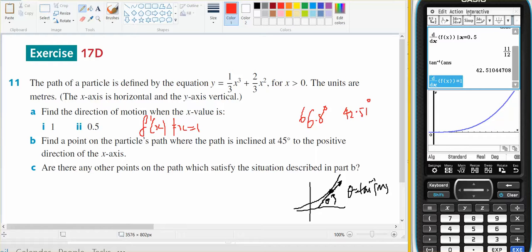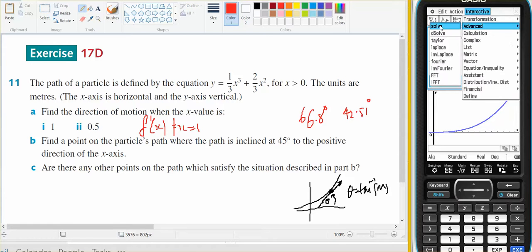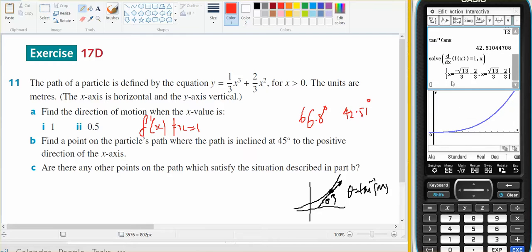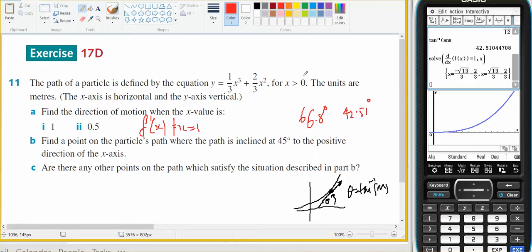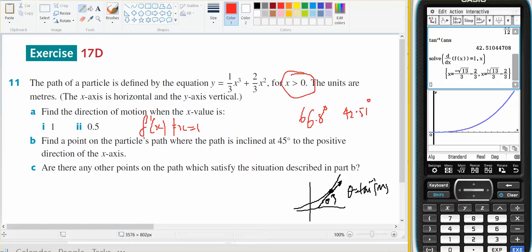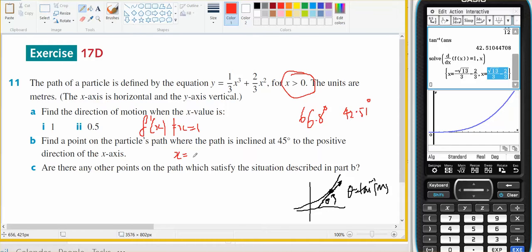I go Interactive, Advanced, Solve, and solve for x. That will tell me the x values when the derivative is equal to 1. Since I have a restricted domain where x is bigger than 0, there's only one answer, and this is the answer. So to find the point on the path, x equals root 13 on 3 minus 2/3.